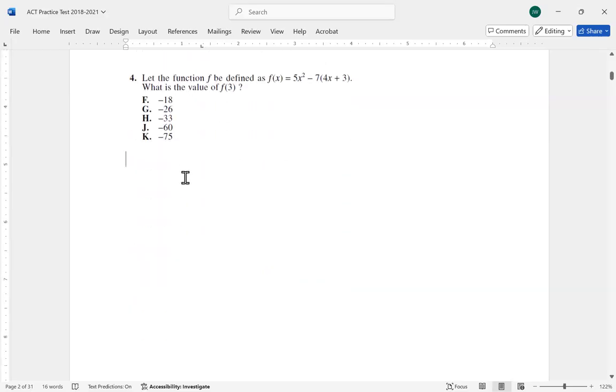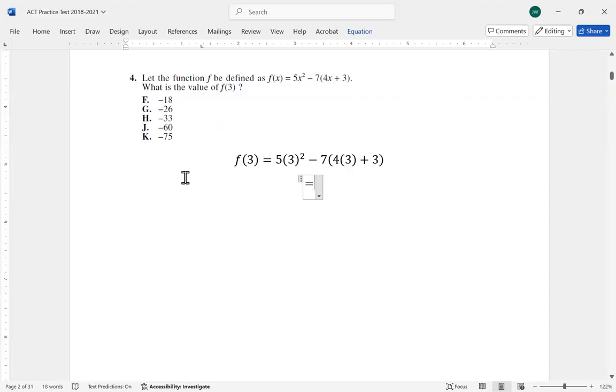Question 4. Let the function f be defined as f of x is equal to 5x squared minus 7 times the quantity 4x plus 3. What is the value of f of 3? So we're replacing the x variable with the number 3. We get 5 times 3 squared minus 7 times 4 times 3 plus 3. Notice where I put those parentheses.